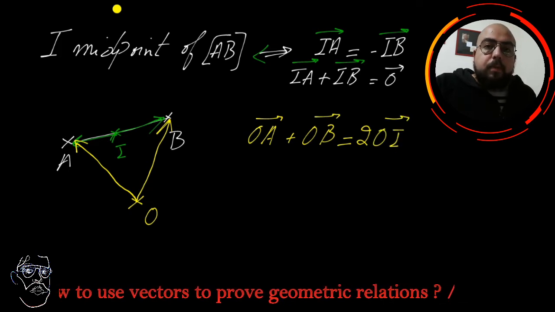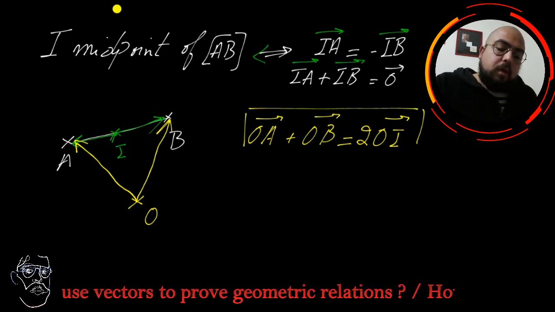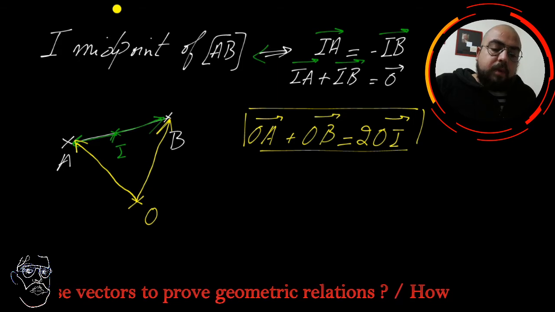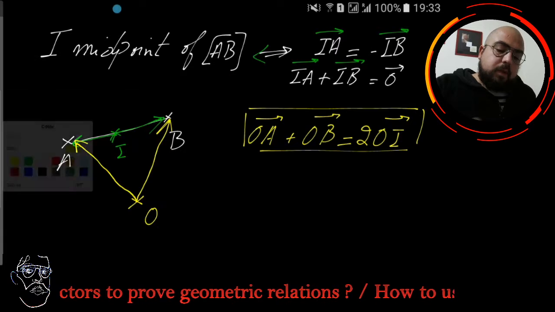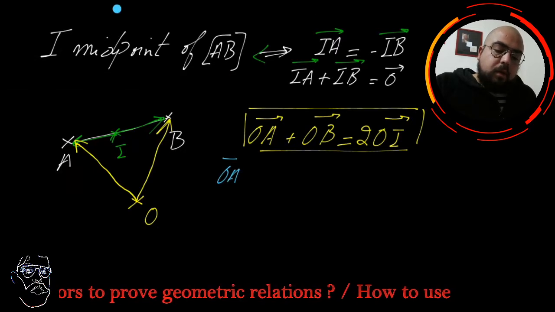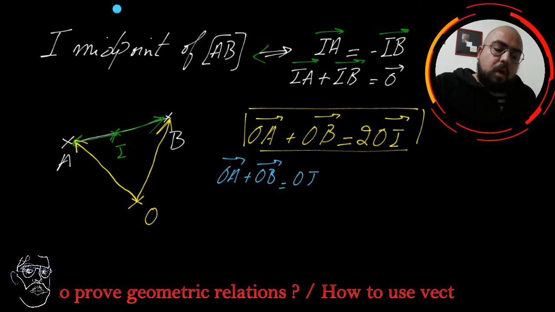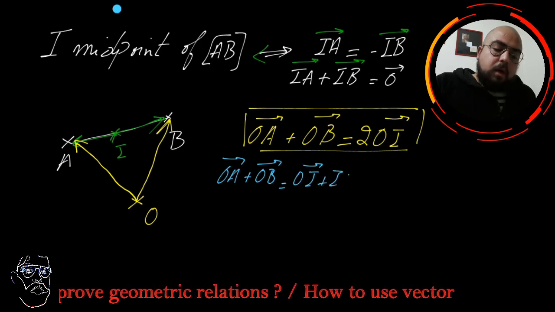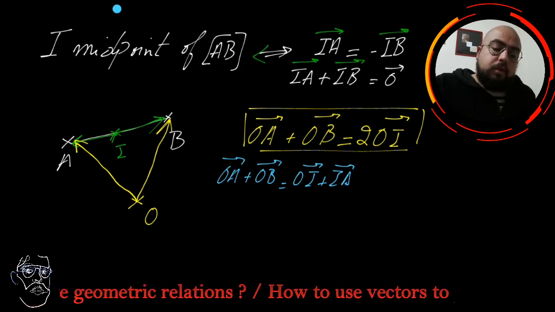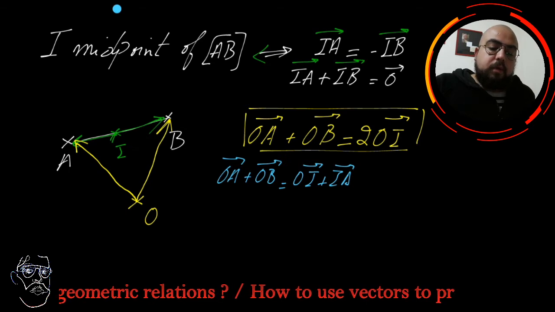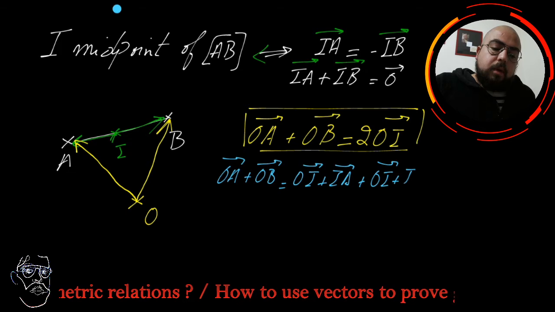Now how am I supposed to demonstrate or to prove this relation? This relation, you can use it directly, of course. How am I supposed to prove this relation? Very simple. You simply have to say we have OA plus OB. That could be written as OI plus IA. So I'm integrating the point I by using the triangle rule or Chasles's rule, plus OI plus IB.